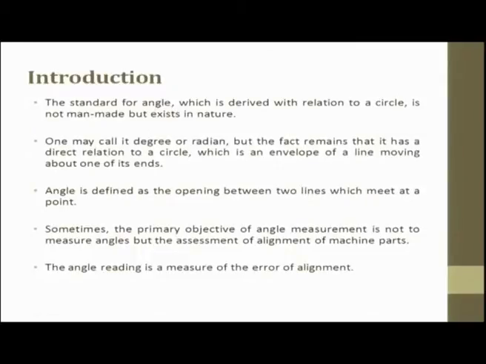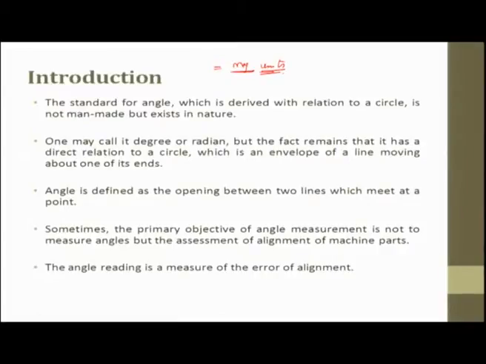The standard of an angle, which is derived in relation to a circle, is not man-made but exists in nature. One may call it degree or radian; these will be the units. In metrology, which is the science of measurement, we have a magnitude and then units. These units are very, very important. It can be in microns, it can be in radians. Once it is in radians, you can convert it back to a linear scale in microns, and this is the magnitude given. So 10 microns, 10 degrees.